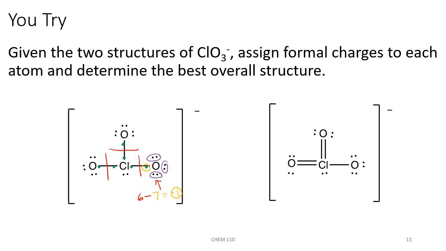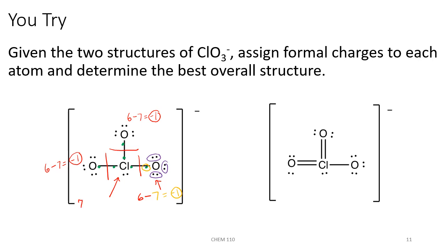And all 3 of our oxygens are identical. So we're going to have 6 minus 7, or a -1 for this oxygen. And we're going to have 6 minus 7, which would be a -1 formal charge for this oxygen, just because they're all identical. For our central atom, we have chlorine, and chlorine is in group 7A.